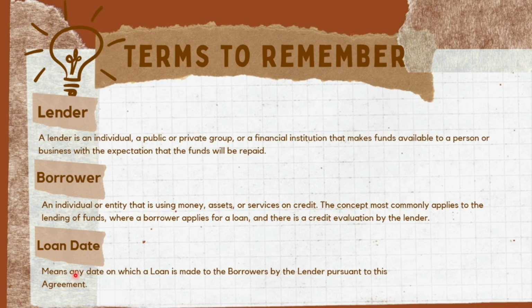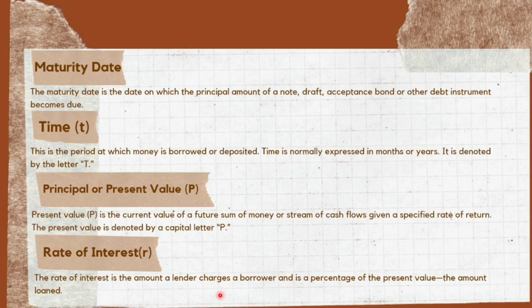Next, we have the loan date. Means any date on which a loan is made to the borrowers by the lender pursuant to this agreement. Then we have maturity date. The maturity date is the date on which the principal amount of a note, draft, acceptance bond, or other debt instrument becomes due. Next, time. This is the period at which money is borrowed or deposited. Time is normally expressed in months or years. It is denoted by the letter T.